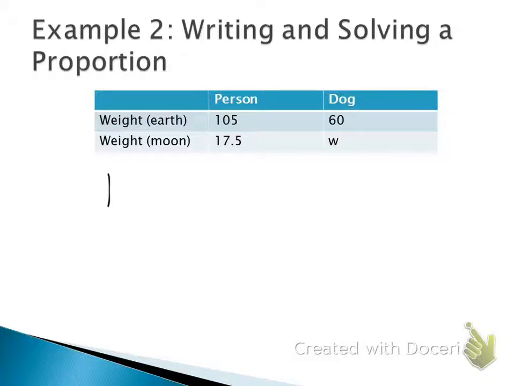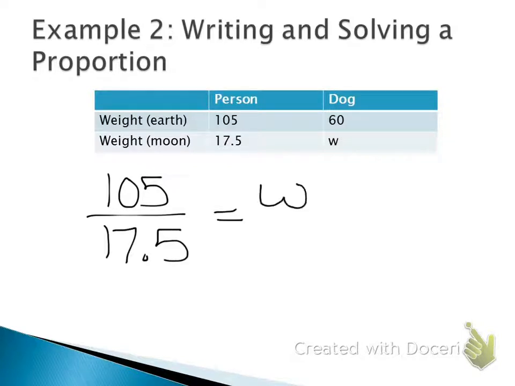So, would this be how I write my proportion? 105 over 17.5 equals W over 60. Is this correct? Is this how I write it? Am I comparing the same unit in my numerators? 105 is the weight on Earth. Is W the dog's weight on Earth, according to the table? No. No, it's the dog's weight on the moon.